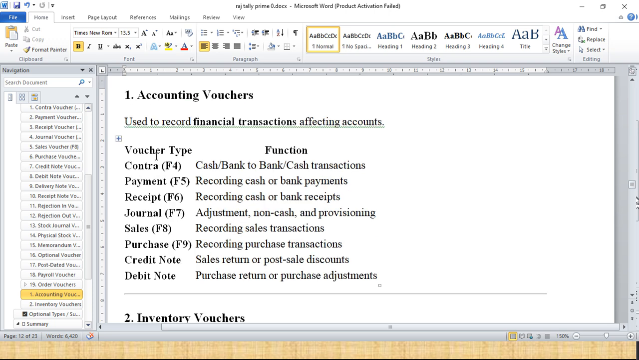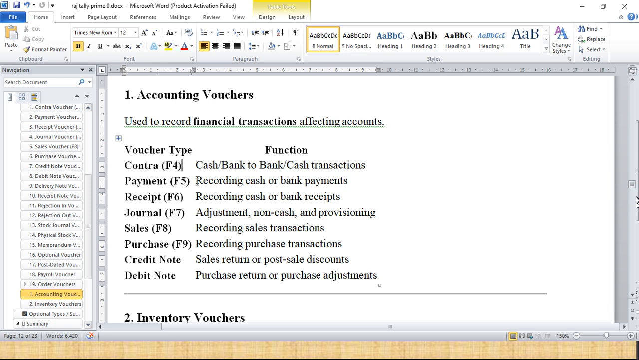The voucher type is contra voucher. If you want to operate this one, you have to press the F4 key, the function key. That function is for cash to bank or bank to cash transactions. We will learn in detail, but we will first look into the overall voucher types.